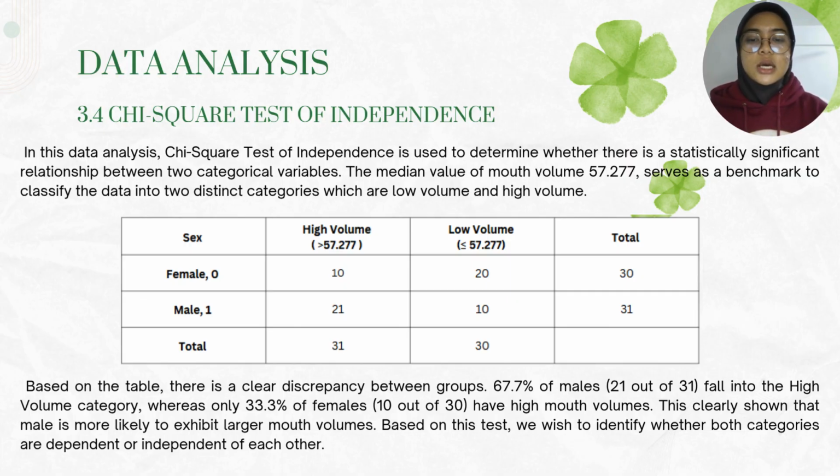As you can see here, for male sex, there exist 21 out of 31 that fall into the high volume group. As for females, there's only 10 out of 30 that fall into the same group. Here, we can see that males are more likely to have a larger mouth volume compared to women. So, we can justify and conclude that sex and mouth volume depend on each other.